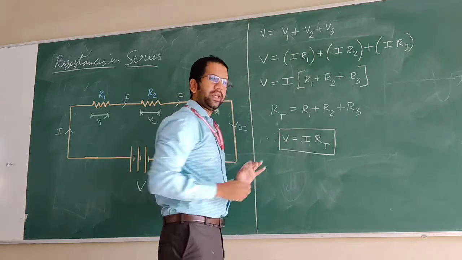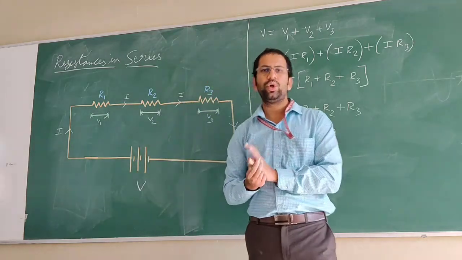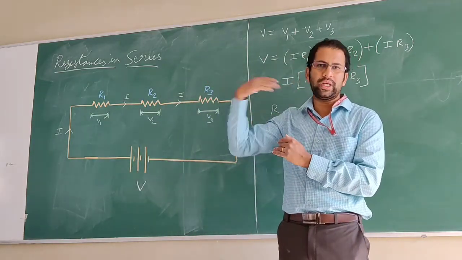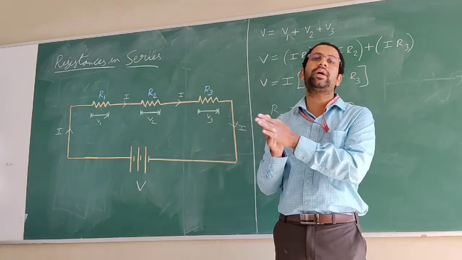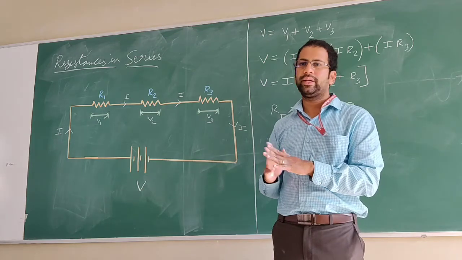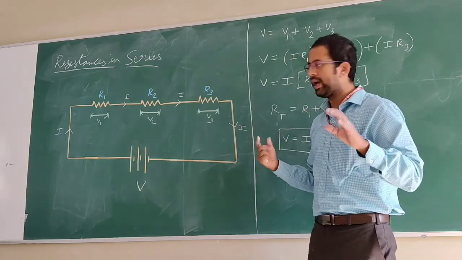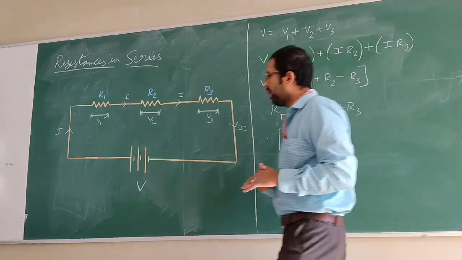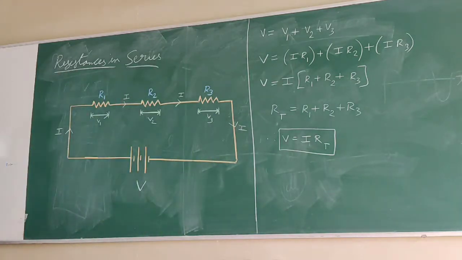Hence, when resistors are connected in series, the total voltage will be the total current into the sum of the resistors. Okay? So we can see that RT is equal to R1 plus R2 plus R3.